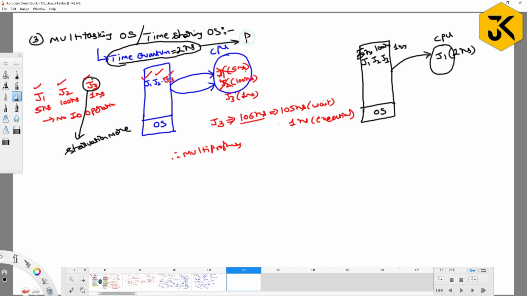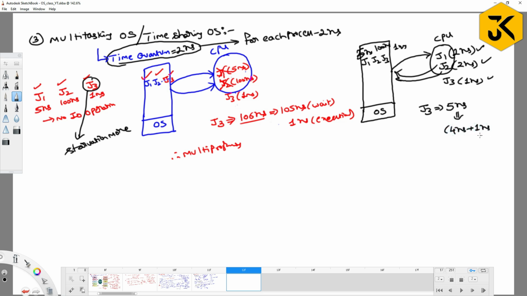There is no worry, but I am assuming that 2 nanoseconds is the time quantum, meaning that each process will be allocated only 2 nanoseconds. After completing 2 nanoseconds, it has to come out and give a chance to the next one. So the next chance goes to J2, and it has to come out and give a chance to J3, and as J3 requires 1 nanosecond, it will complete in 1 nanosecond. So to complete the task of J3, how many nanoseconds will it require? 5 nanoseconds. Among these 5 nanoseconds, 4 nanoseconds it has to wait and 1 nanosecond it executes, right?